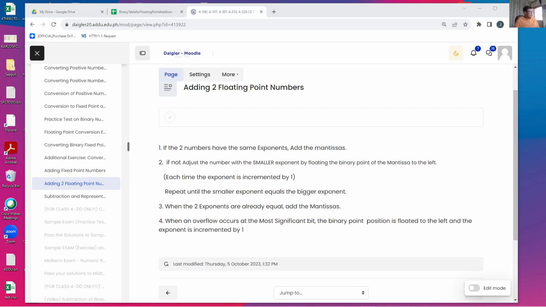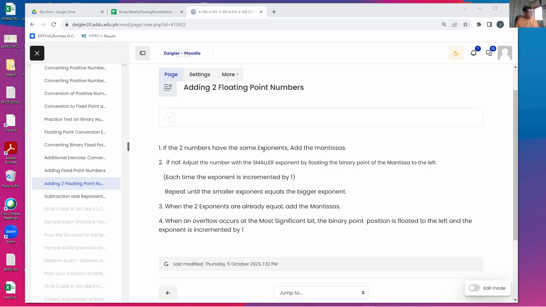If the two numbers have the same exponents, we just add the mantissas. If not, we focus on the smaller mantissa. We will float the binary point to the left by shifting to the right. And each time that we float the binary point, we increment the exponent by 1. We repeat this until the small exponent equals the bigger exponent, no? When the two exponents are already equal, we just simply add the mantissas.